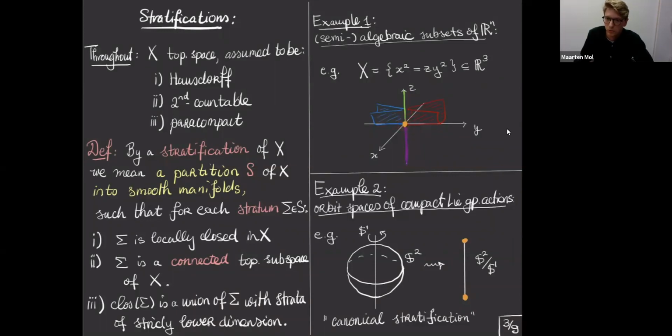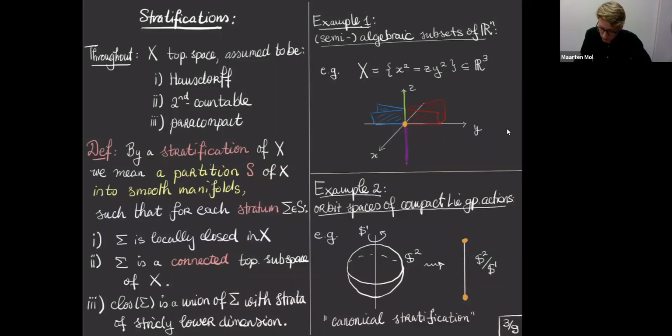Now, of course, if we just wanted a partition of this set into smooth submanifolds of R3, we could have also taken the right and the left two-dimensional stratum and just the whole z-axis. However, this would not have satisfied the frontier condition, right? Because the whole z-axis is not contained in the closure of either of these strata. This is just to illustrate the conditions a bit.